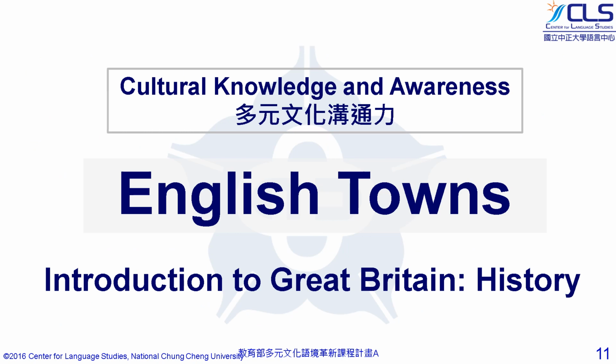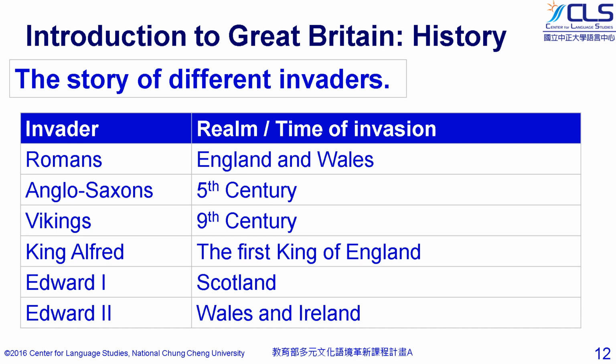Let's move on to the introduction to the history of Great Britain. The history of the UK is the story of different invaders. The first invader was Romans, and they invaded England and Wales. After that, the invader was Anglo-Saxon in the 5th century. And in the 9th century, Vikings invaded the country.